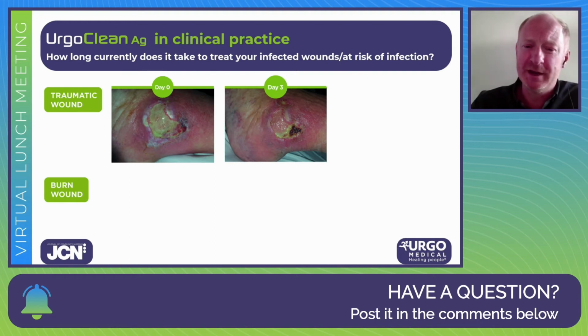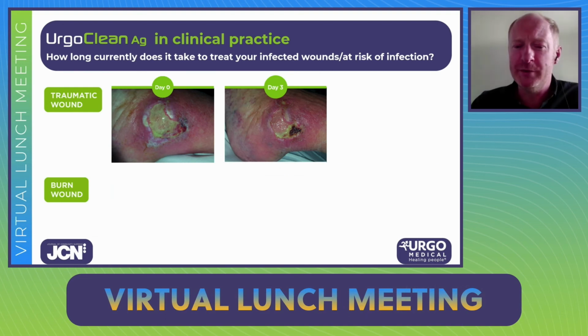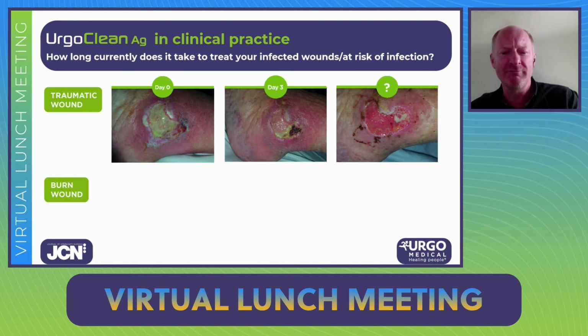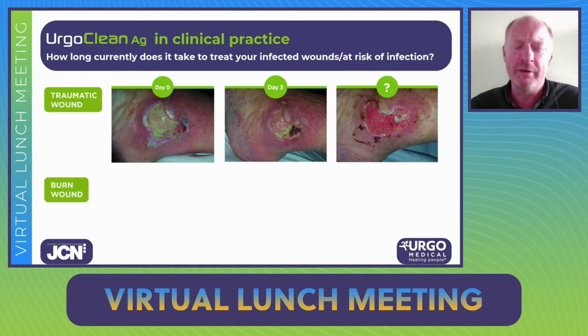There we go. So to achieve the wound 95% granulated, ready for epithelialization, you can see the edges of the wound are now really healthy. There's very little erythema on the surrounding skin. This was achieved again in 2 weeks with UrgoClean Ag.